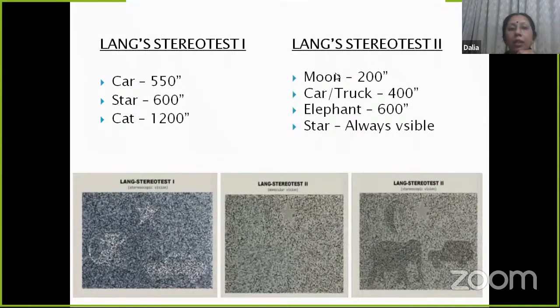In Lang stereo test 2, you have four objects, a moon, a car or truck, an elephant, and a star. The star will be visible to all patients, even with monocular vision. Those without binocular vision will also see the star, but only patients with proper binocular single vision, depending upon the grade as it is given here, will see all the other pictures.